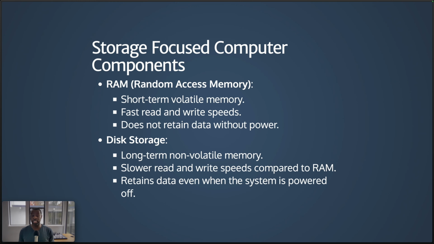In contrast, there's disk storage. You may have heard of a hard drive. These are long-term, non-volatile memory, with slower read and write speeds compared to RAM, but they retain data even when the system is powered off. So, when you're writing a document, even if it's on the cloud, you want to be able to turn off your computer or even turn off the service wherever it's hosted, and then if you turn it back on, you want it to still be there. So you have this disk storage, which tends to be larger, but slower to read and write from, but data is still retained when the system is powered off.